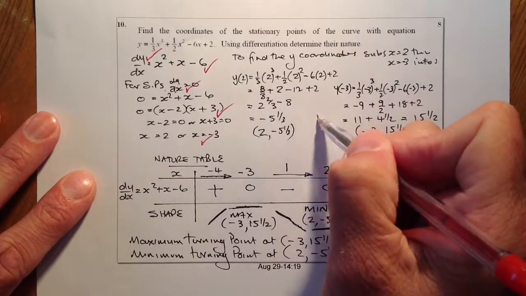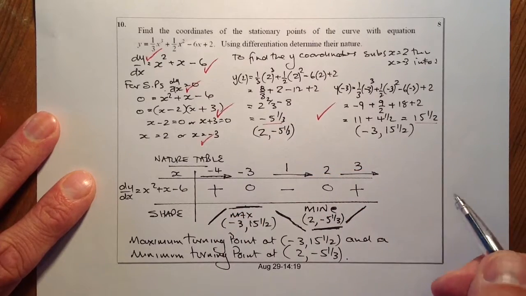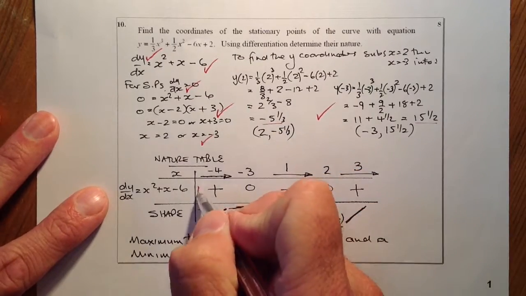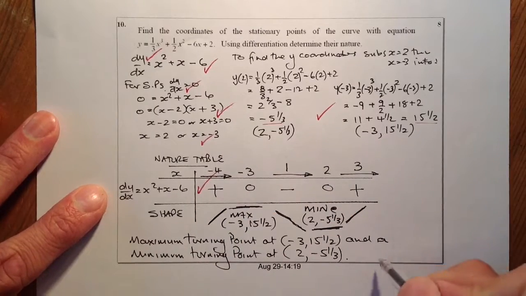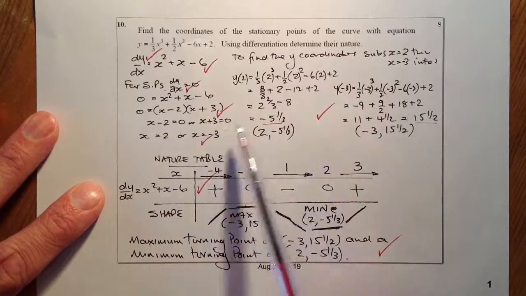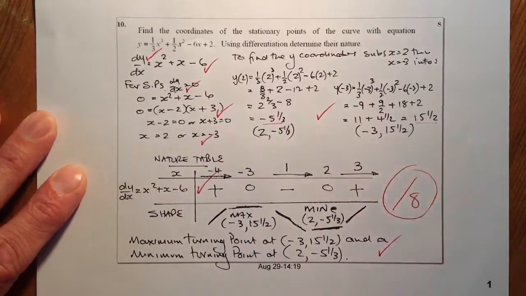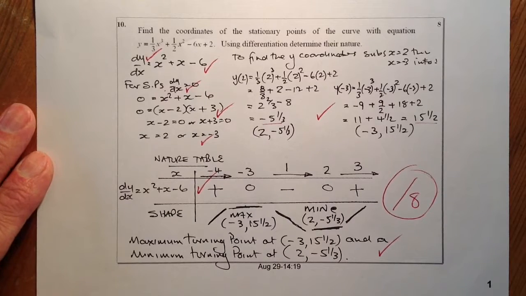I'll take another mark for getting the values here, okay. I'll go for a mark for setting up the nature table correctly, and 1 mark for a final statement. So that should be 1, 2, 3, 4, 5, 6, 7, 8. So this question here, out of 8 marks, and quite a standard type of question for your exam.